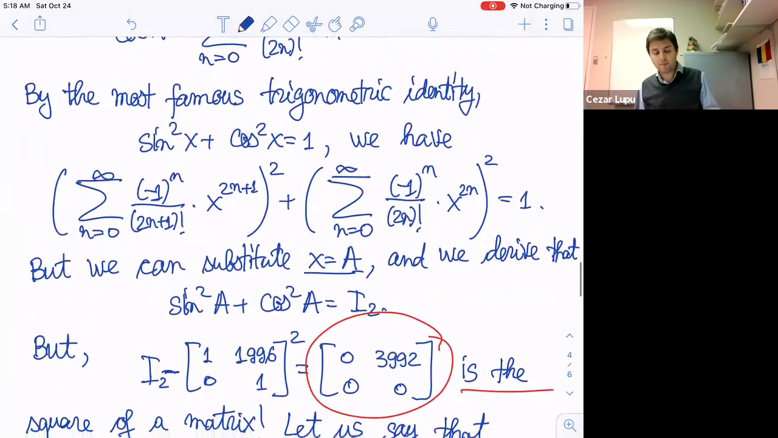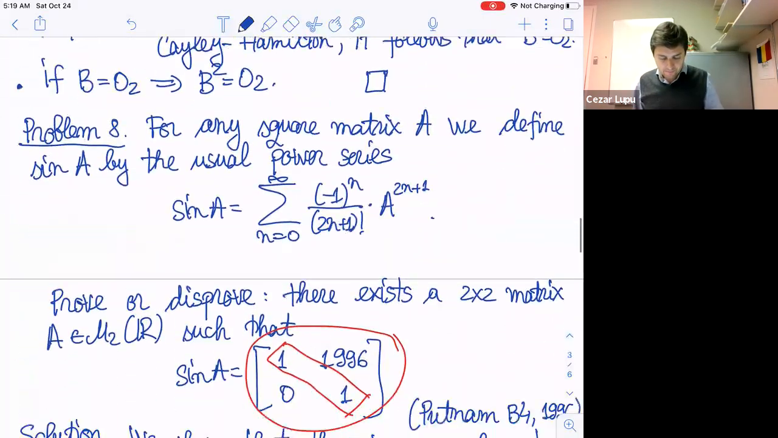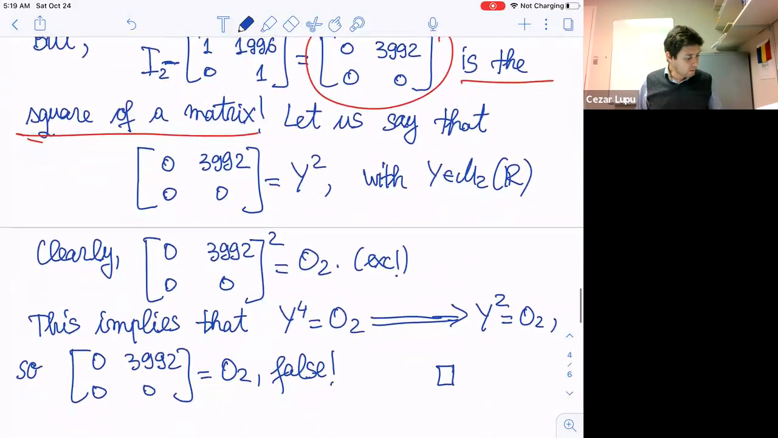Well, provided that you come up with this trick by considering the power series of the cosine of A. Since we know that sine squared of x plus cosine squared of x is 1, you can consider the matrix analog of this. But anyway, okay. This was problem 8 in the list. Let me do another one.